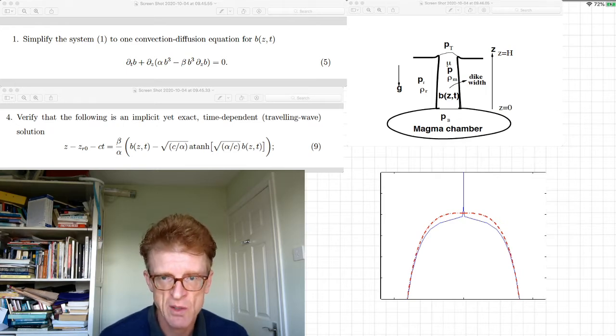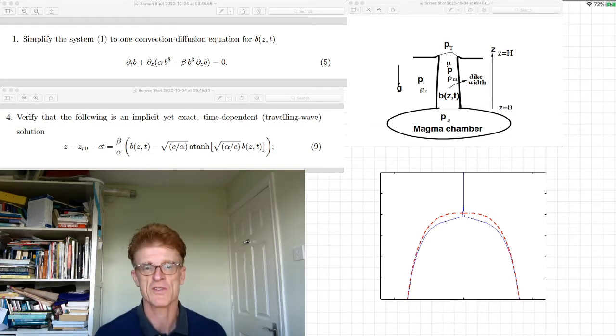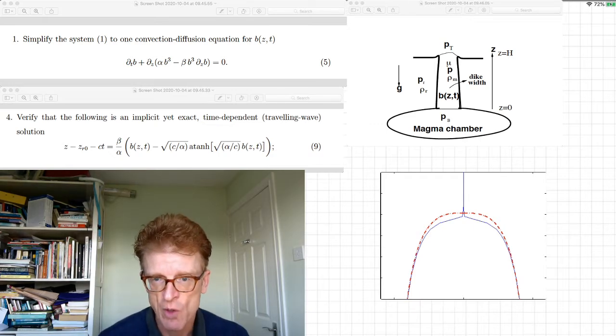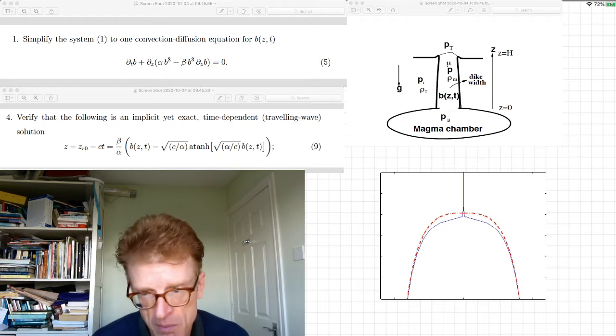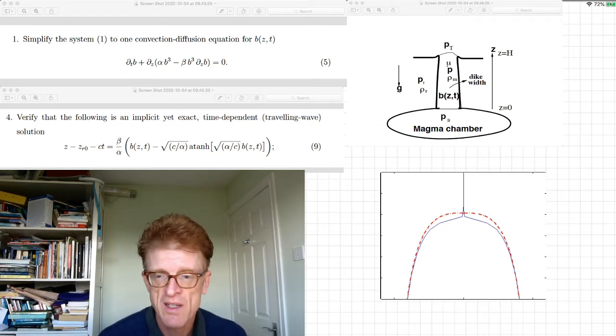So this equation has certain traveling wave exact solutions which look like this. So this is implicit in 9. It's an implicit description. It gives z minus ct, where c is the traveling wave speed. It expresses z minus ct minus also some reference constant as a function of b, this complicated function. So it's an implicit description of b, because there is no explicit description of b, at least I'm not aware of one.